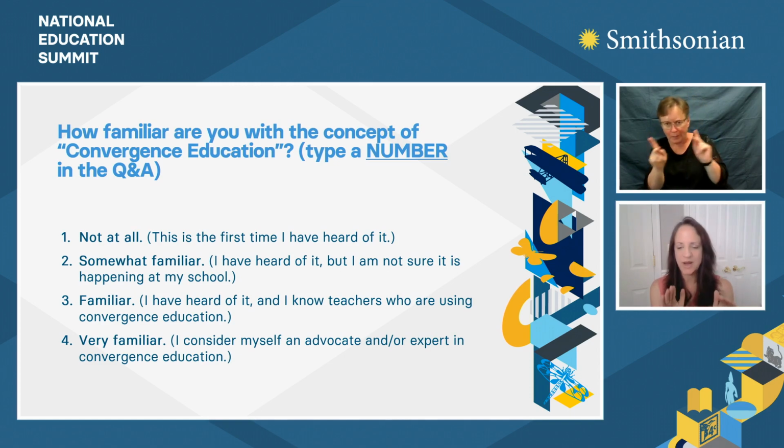So the first question, and all you have to do is enter into the Q&A box one single number. How familiar are you with the concept of convergence education? Have you ever heard of that word before? Put a 1 in there if you've never heard of that term at all. Put a 2 if you're somewhat familiar with it, you've heard it, but you're not sure if it's happening at your school. A 3 if you're familiar with it, you've heard the term convergence and even convergence education. You know teachers who are using convergence education, but you've never really applied it in your own classroom. And then finally, very familiar, put a 4 in there. You consider yourself an advocate or an expert in convergence education and you apply it all the time.